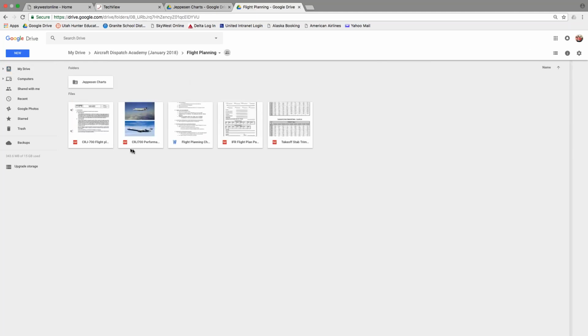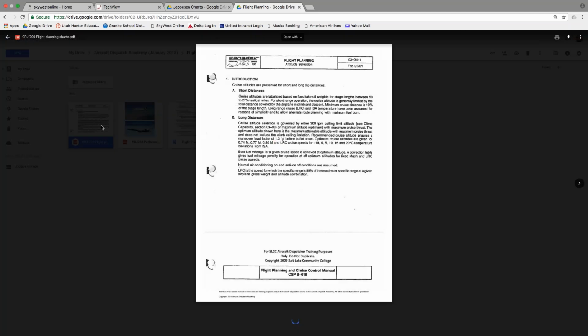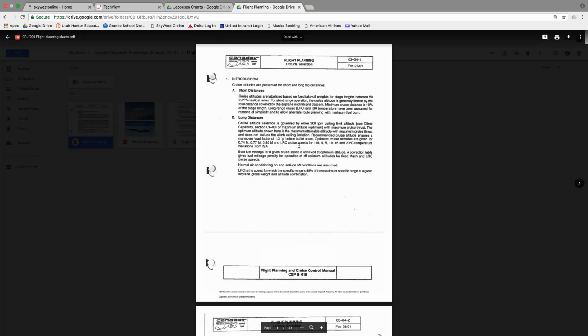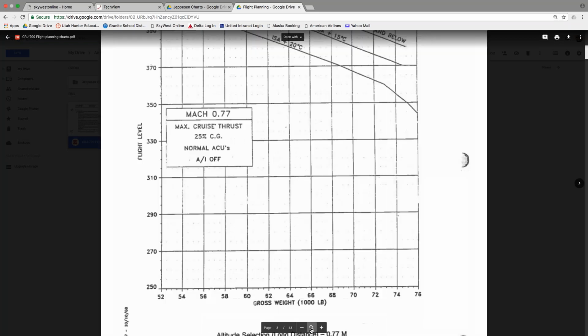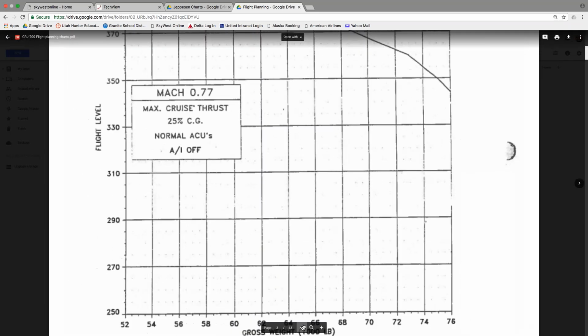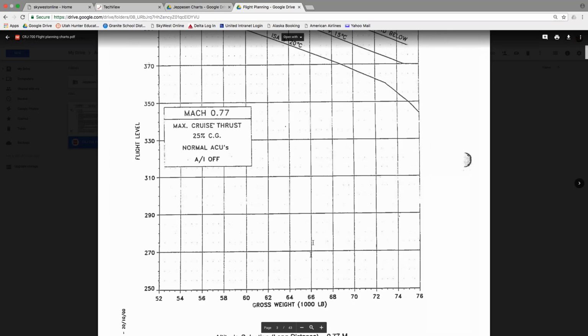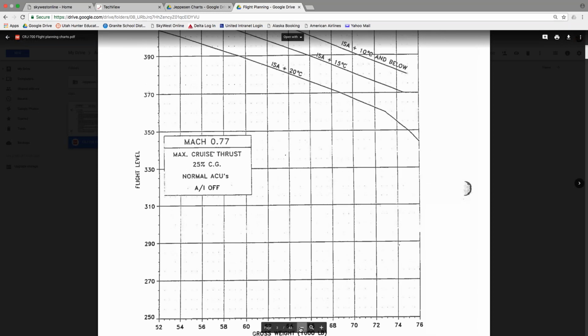So we go into what chart to find our altitude capability? Flight planning, altitude section. Yep, flight planning altitude section. And it's going to be in our CR 700 flight planning, correct? Okay. There it is.